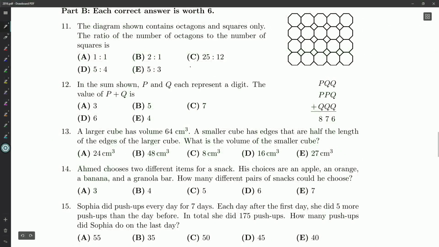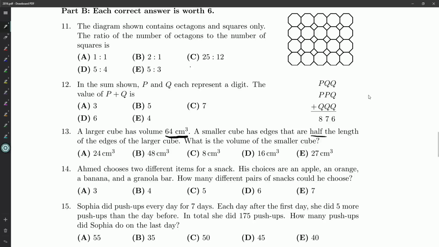We're on question number 13 of our 2016 Gauss paper. And what exactly have we got for question 13? A larger cube has a volume of 64 centimeters cubed. A smaller cube has edges that are half the length of the edges of the larger cube. What is the volume of the smaller cube?